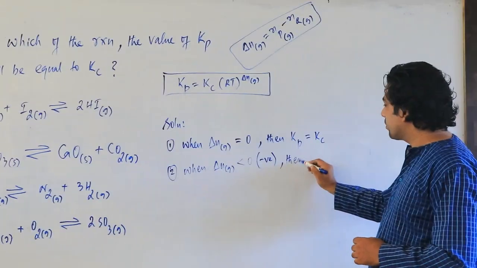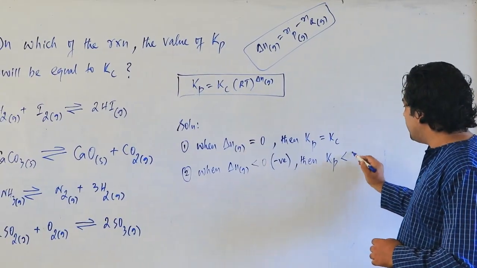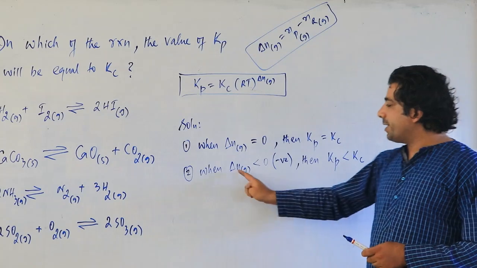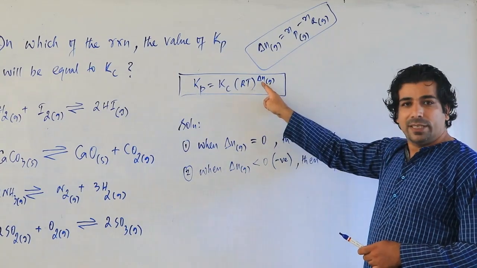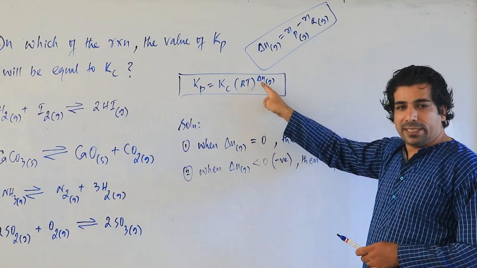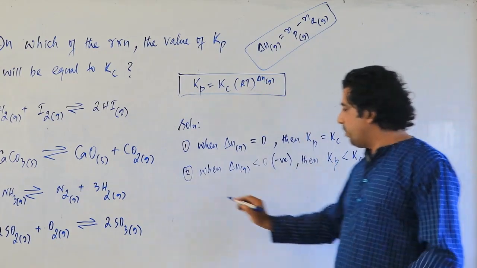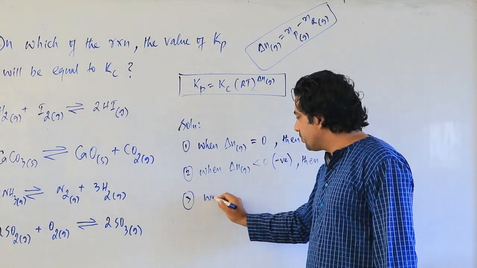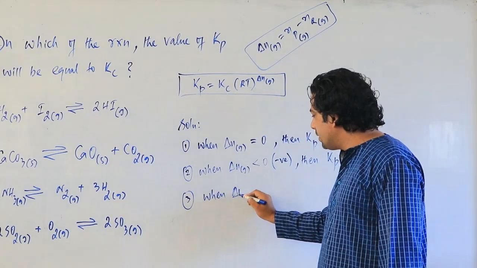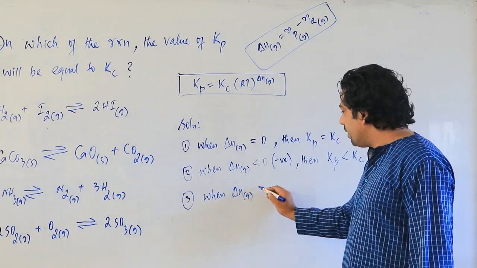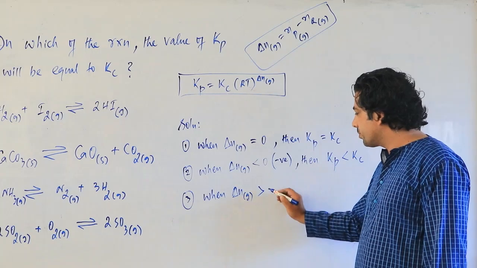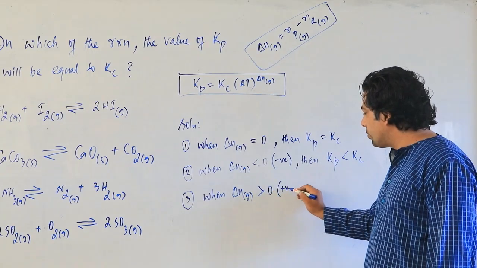Then Kp is less than Kc. So when your delta n value is negative or less than 0, at that time Kp is less than Kc. Remember that point? Third point, when delta n gaseous is greater than 0, correct? That means it's positive.